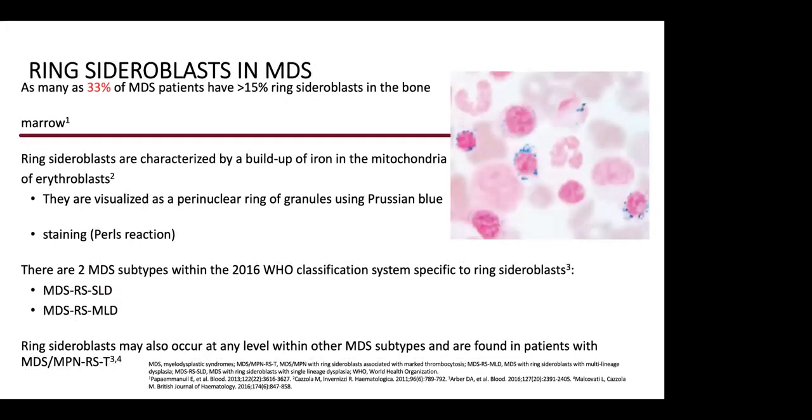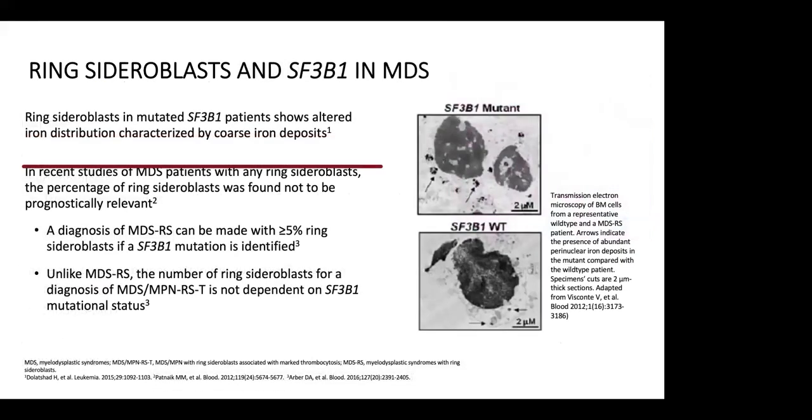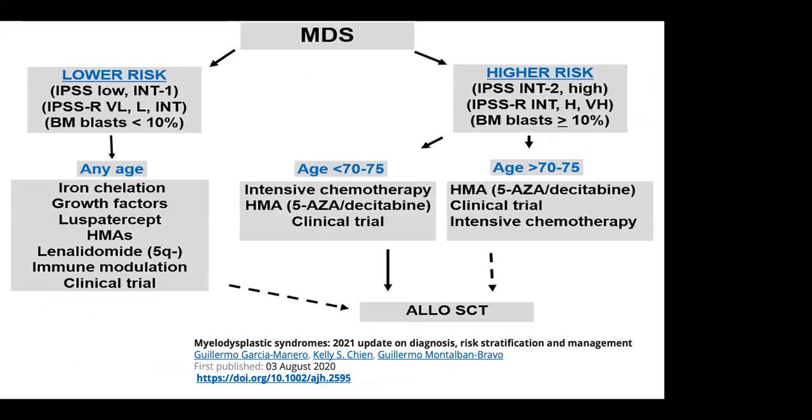Yeah, so these are the ring sideroblasts, as I mentioned, in MDS, and it's associated with the SF3B1 mutation, which is associated with good risk. So this is a good risk entity. This is a simple algorithm for approaching management of MDS.